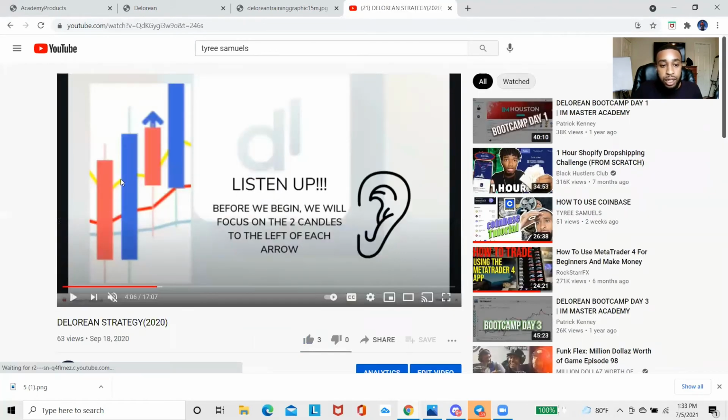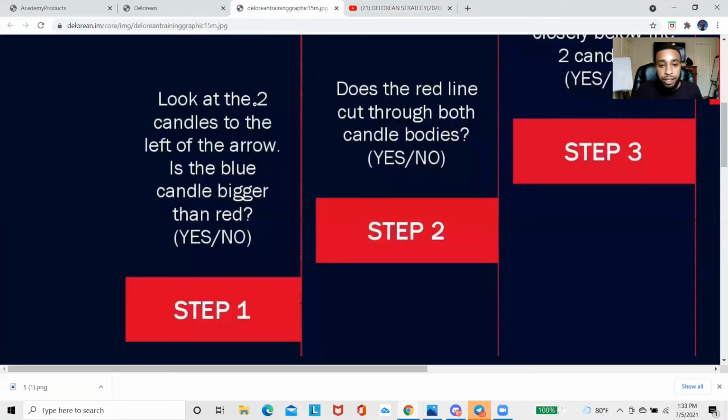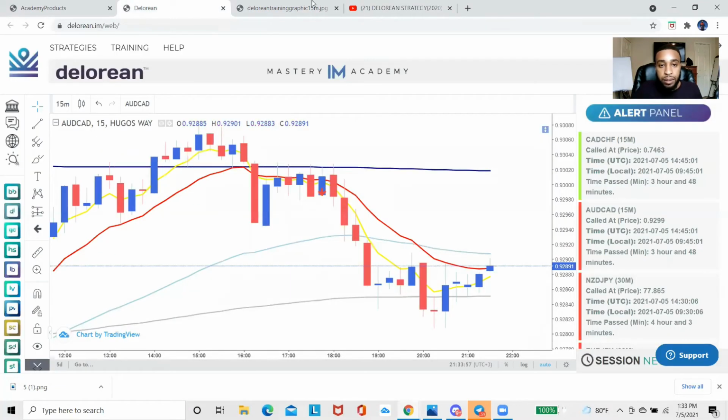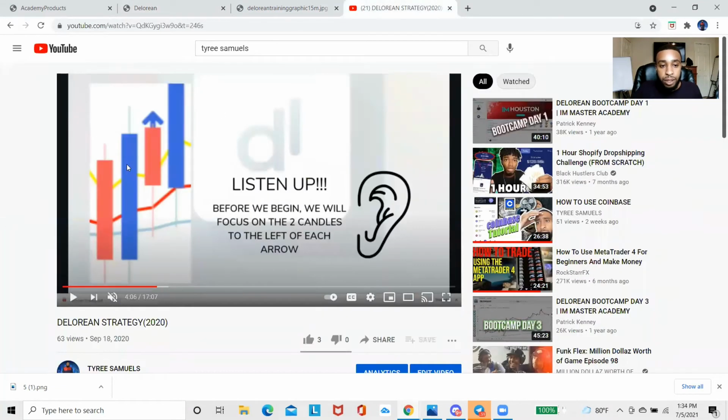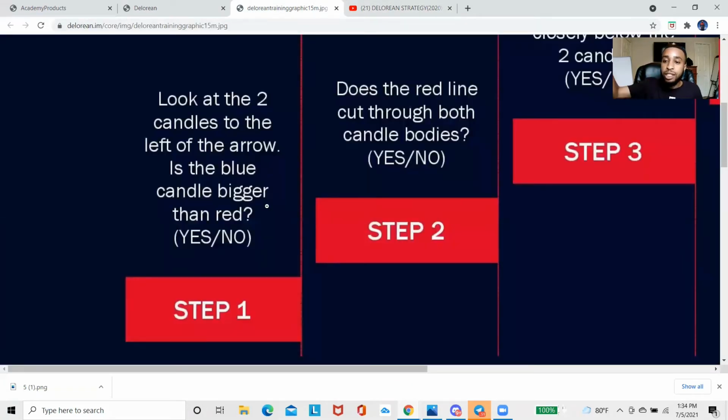So let me go back to this DeLorean video. All right, bet. So notice how this blue candle, right? Remember, they said look to the left of the arrow, 2 candles to the left of the arrow, 1 and 2. Is the blue candle bigger than the red? Yeah. So if I look at the body of this candle, not including the wicks, the body of the candle is clearly bigger than the red candle. So that means step number 1 checks off.